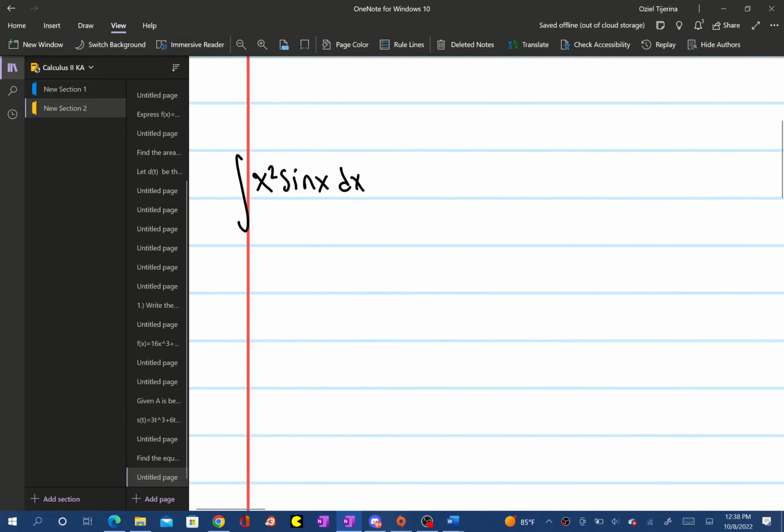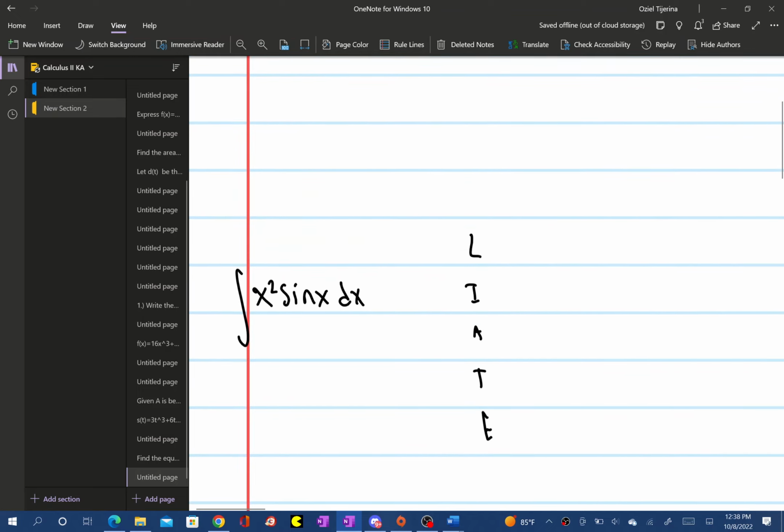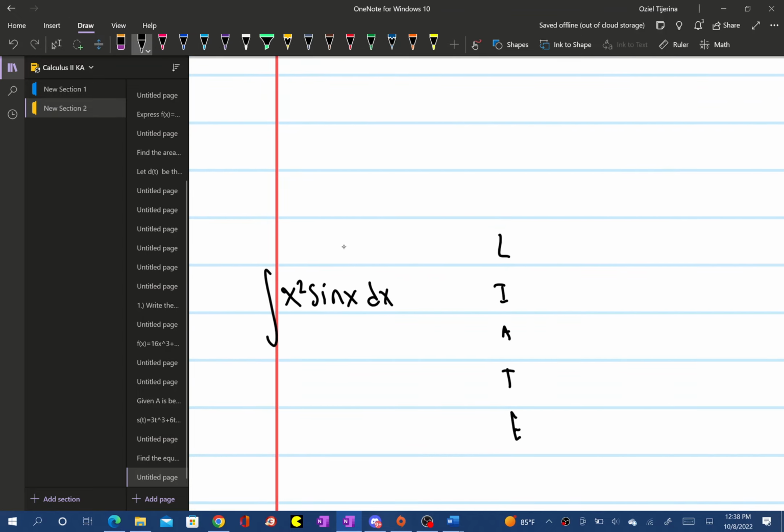Basically, we use the acronym LIATE to determine what u is. Now, one thing that we have to remember is the formula. So the integral of u dv is equal to u times v minus the integral of v du. Okay, so this is the integration by parts formula.